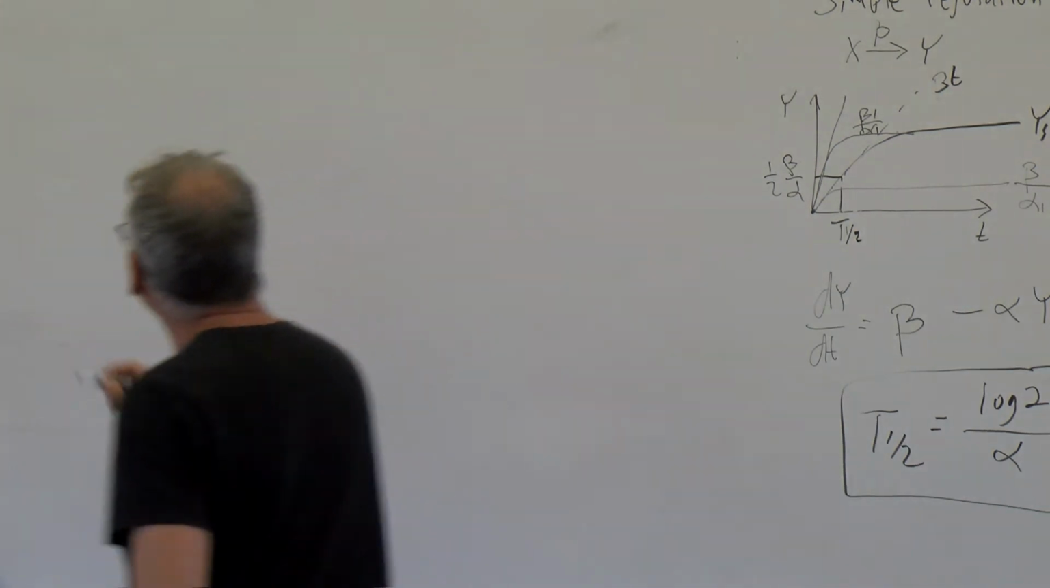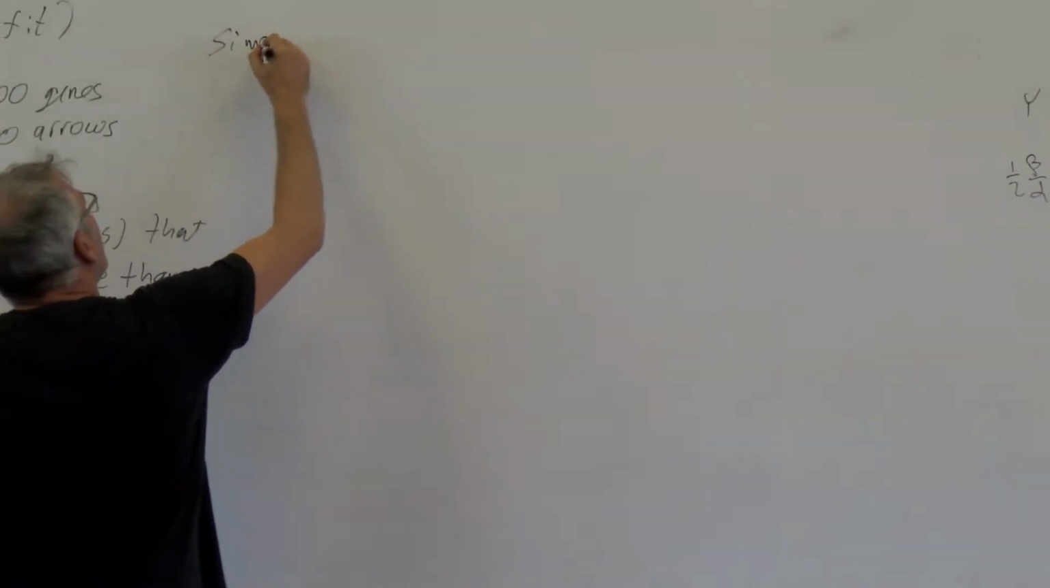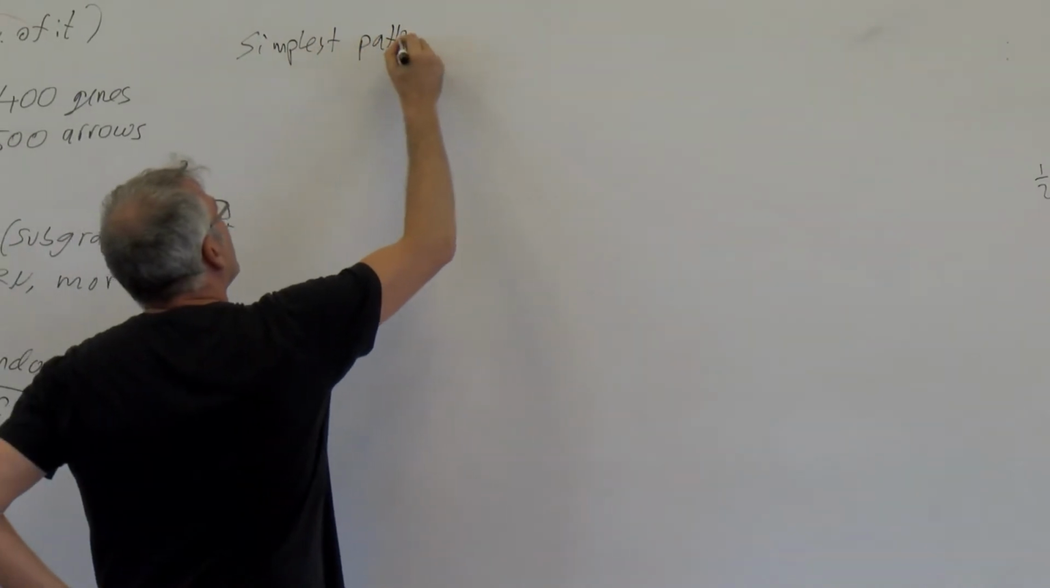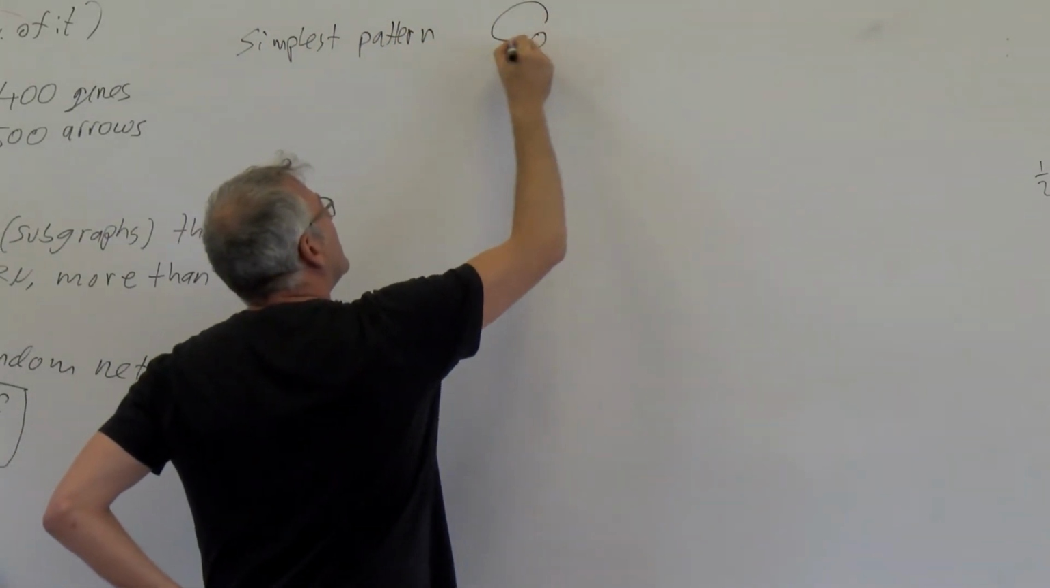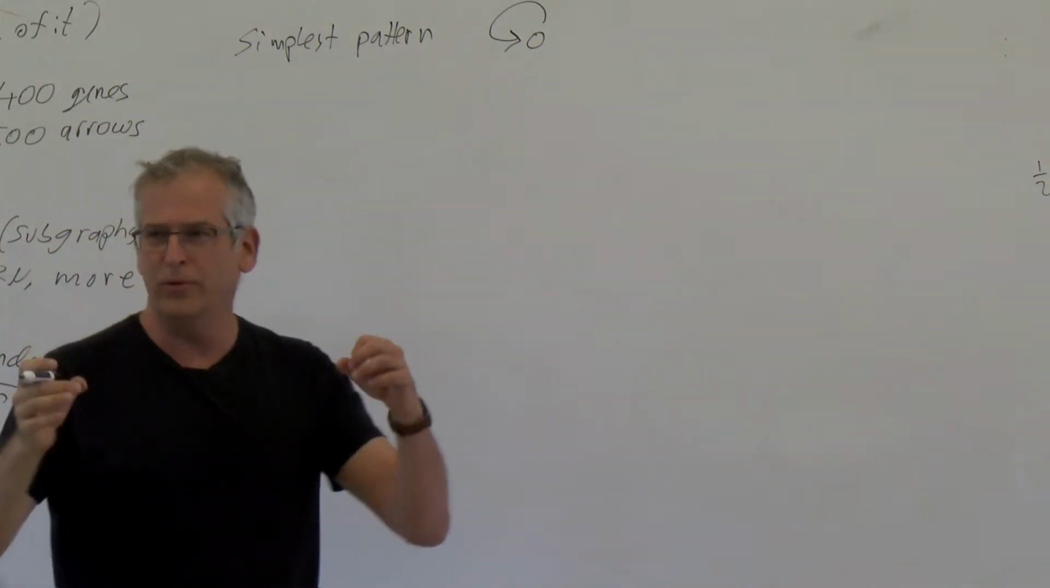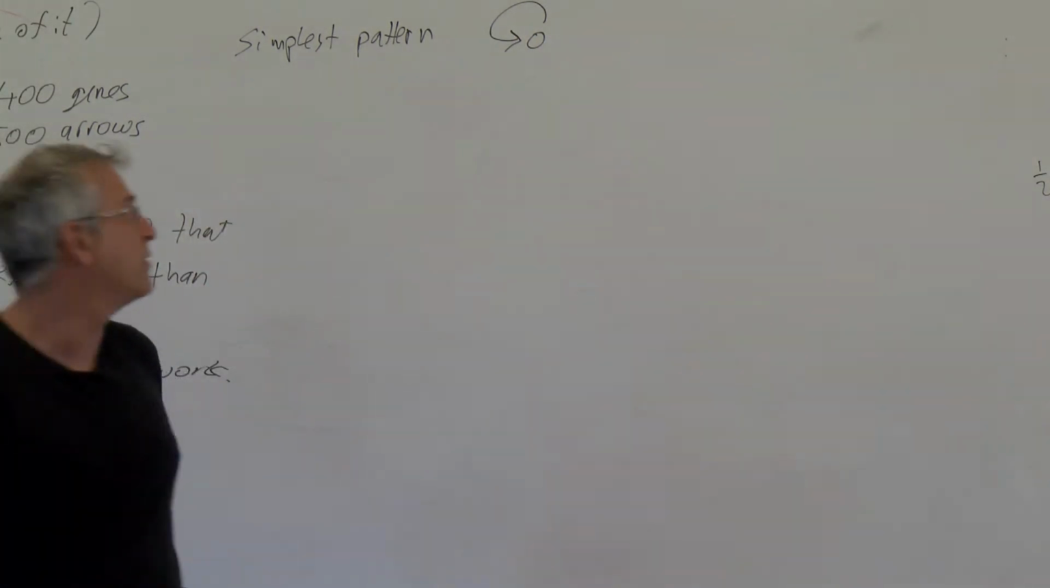So we're going to look at the simplest pattern, which has just one node and an arrow going to itself. Later we'll look at 2-node and 3-node circuits. This we'll call self-regulation.